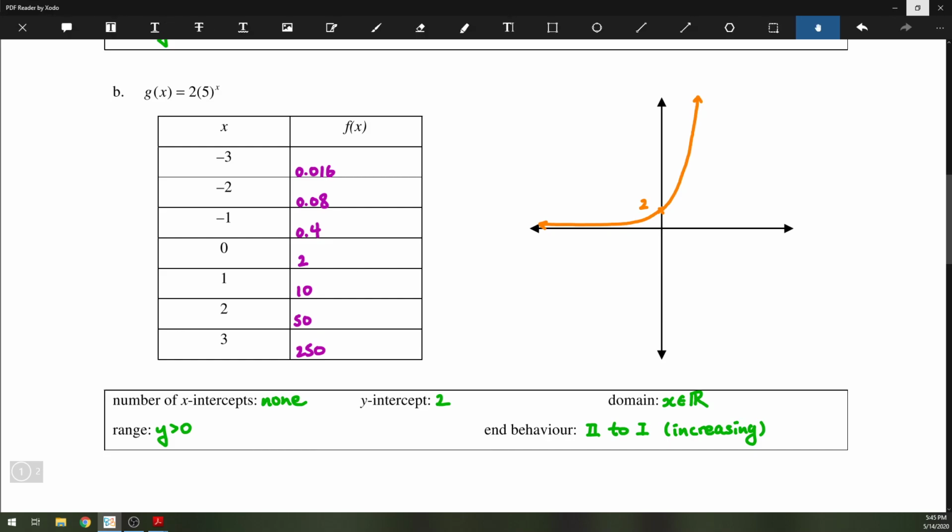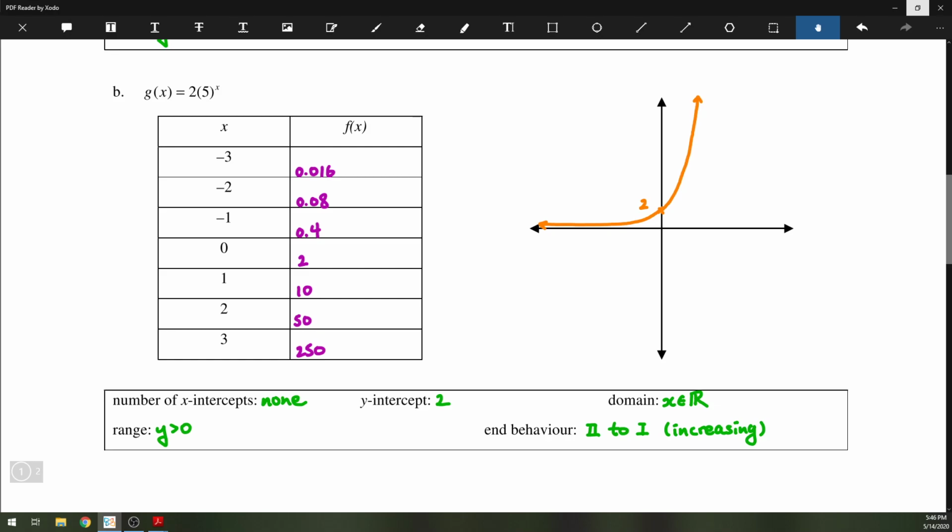Now, if a was negative, then this graph will be flipped upside down, of course. So the quadrants will be different. That is to say, the end behavior is going to be different. The range is going to be different. But this is just an introduction, so we'll save that for a later date.